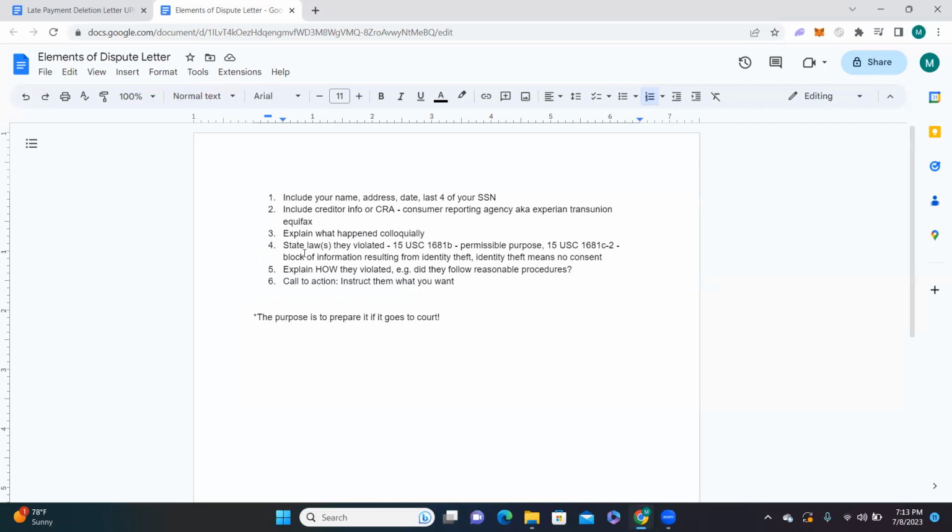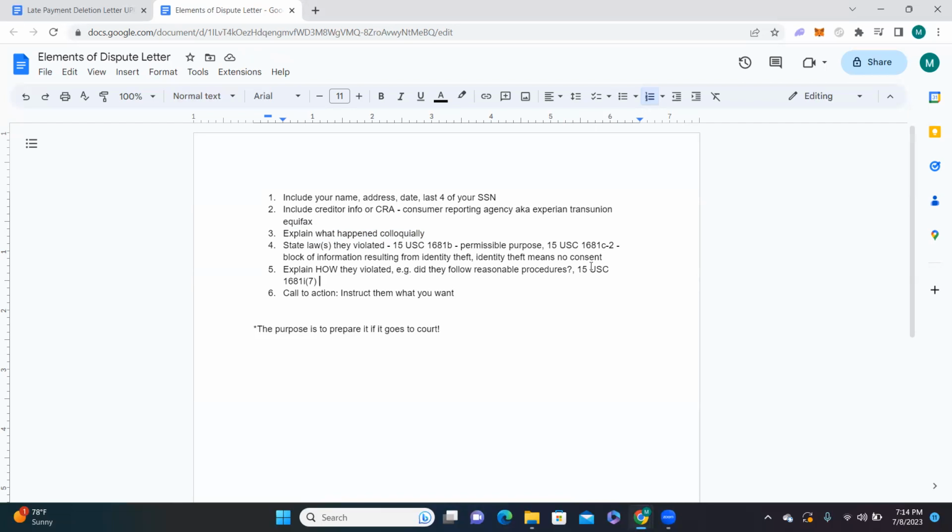But next thing, you're gonna explain how they violated you. This is where a lot of people mess up. You want to ask yourself, did they follow reasonable procedures? Did they actually give you proof on how they did an investigation? Things like that. If you send your first initial letter and you don't know how to follow up, like they say, oh, verified, follow up with basically how they verified it. So, method of verification, 15 USC 1681i number 7. You want to look at that one specifically. That's good for method of verification. So keep that in mind.